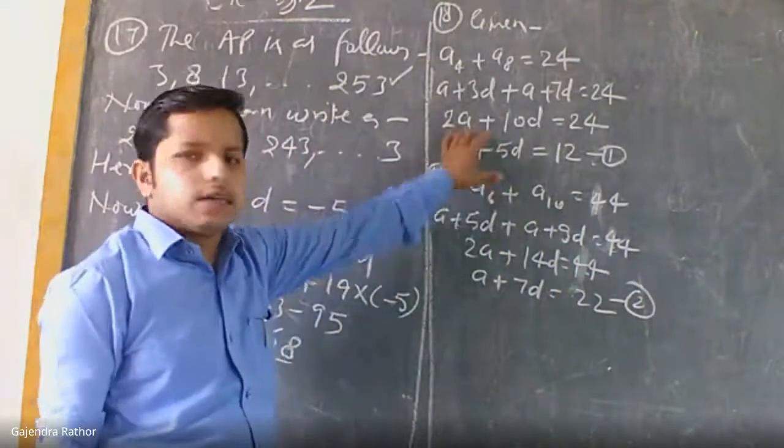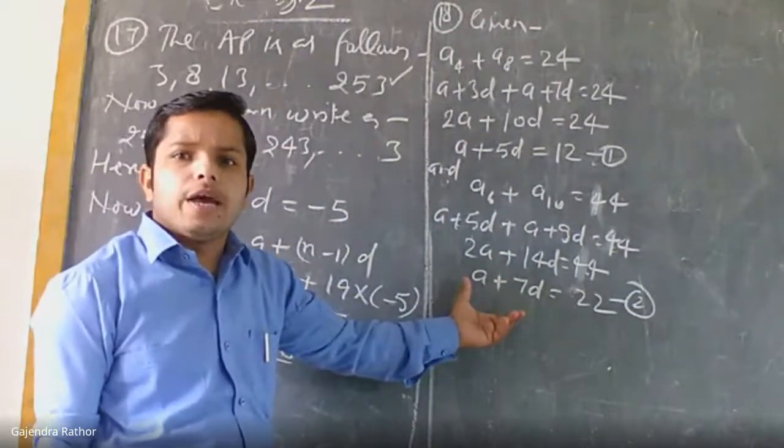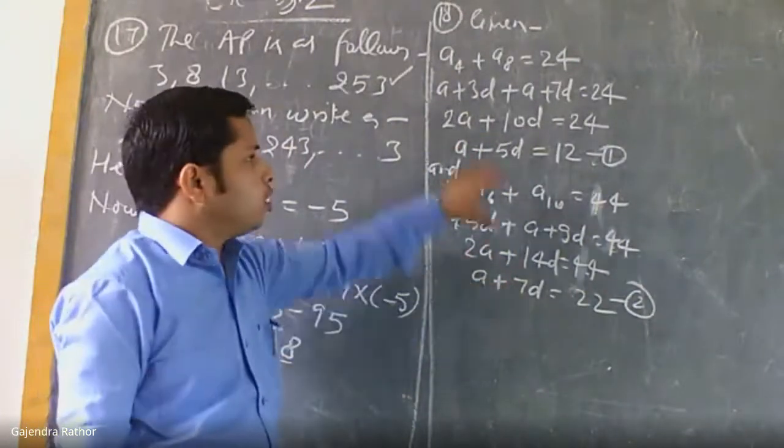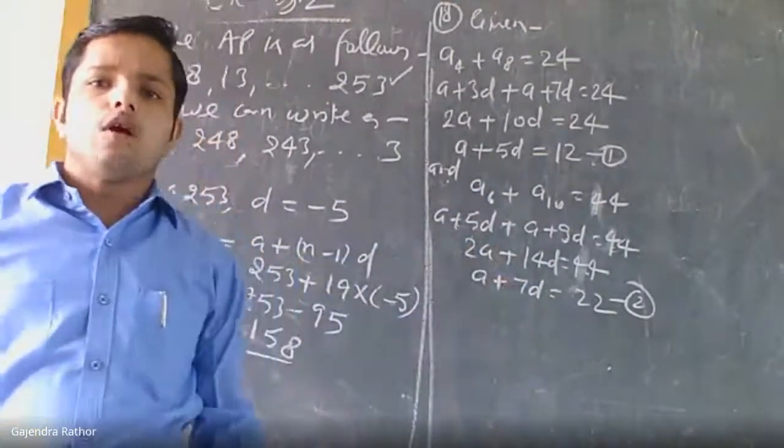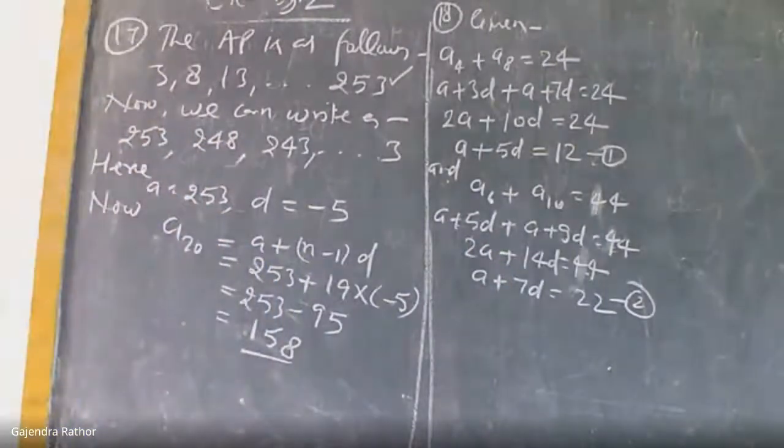Now equation number 1 and 2 are a pair of linear equations in two variables. So easily we can solve them and get the values of A and D. All of you try to solve the equations and find the value of the first term and the common difference. Most of the students have already found it. Very good.